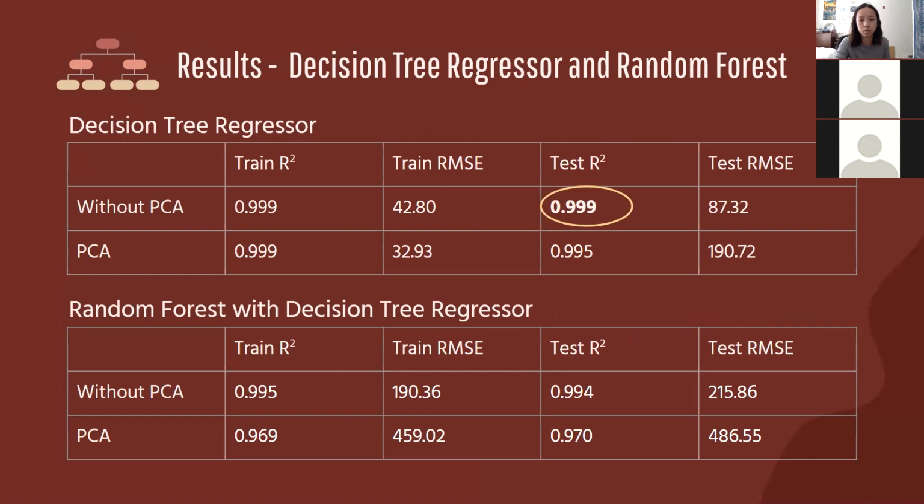For both of these models, we found that our predictions without using PCA resulted in better R-squared and root mean squared error values. Out of all 3 models, we found the highest test R-squared of 0.999 and lowest root mean squared error of 87.32 from the decision tree. This R-squared value is slightly better than that of the Pandemic Central model, with an improvement of 0.002.